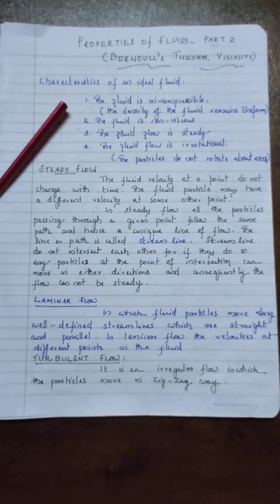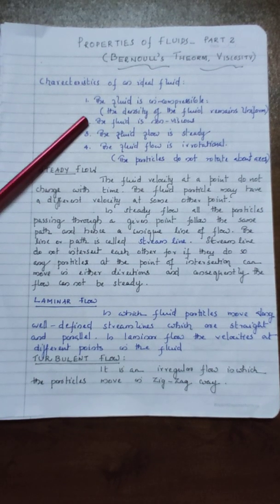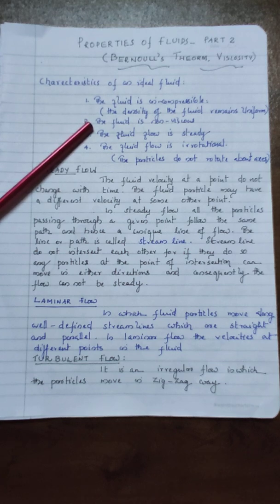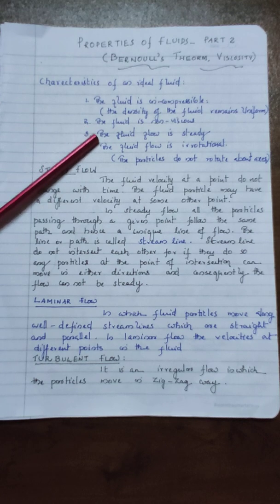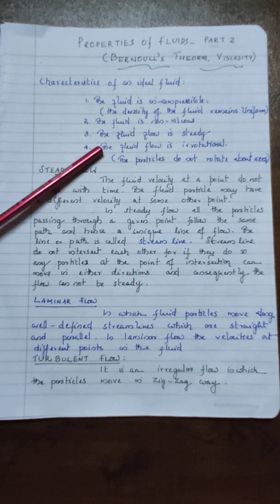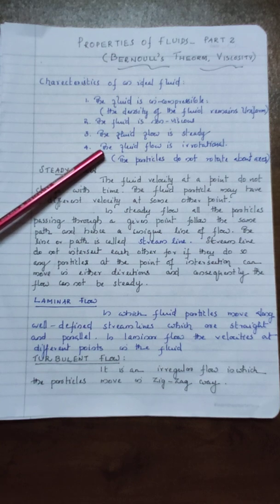The fluid is incompressible, and keep in mind the density of the fluid remains constant, and the fluid is non-viscous. There are no viscous forces. The fluid flow is steady, and also the flow is irrotational, meaning the particles do not rotate about their axis. Then we can say it's an ideal fluid.